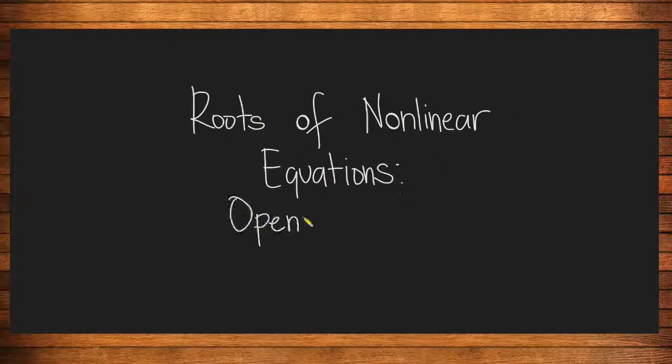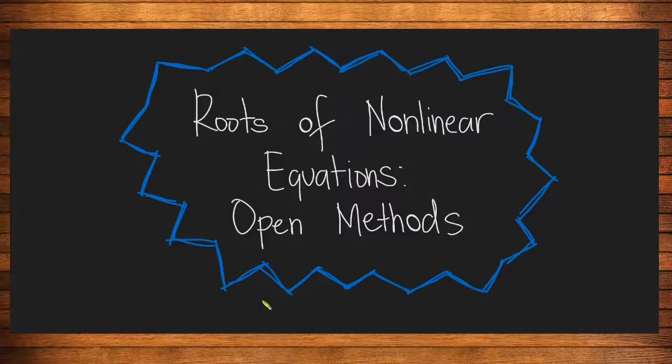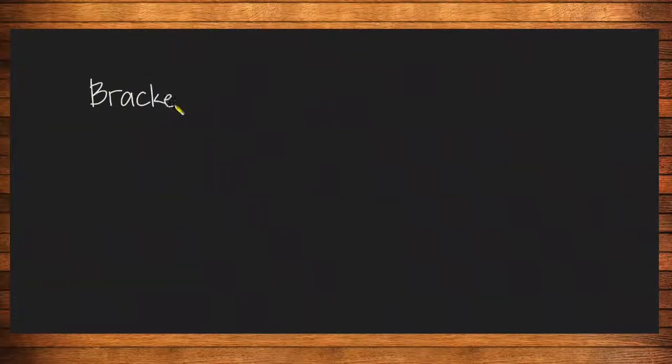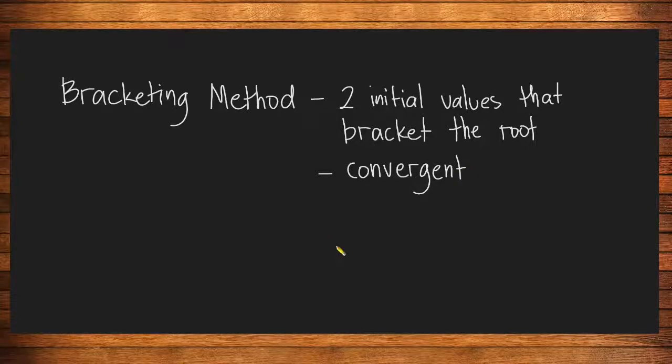Hey guys, in this video we are going to talk about the open methods used in solving the roots of nonlinear equations. For the bracketing methods discussed in our previous video, we assumed two initial values that bracket the root. Again, we made sure that the root is located within our interval. The more we apply the algorithms presented, the more accurate the estimated value of our root. Bracketing methods are said to be convergent because they always move closer to the true value with every application or iteration of the algorithm.